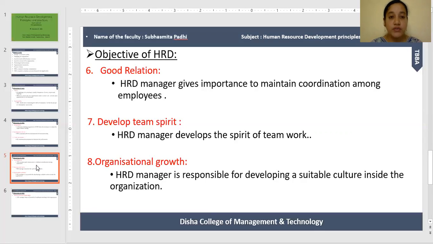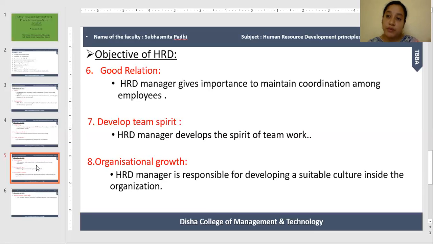Next objective of HRD is organizational growth. This is an important objective of HRD. HRD's main intention is to develop the skills, knowledge, and capabilities of the individual. Why does it develop the skills, knowledge, and capabilities of individuals? Because HRD wants to develop the organization. HRD wants the organization to be able to meet the competition in a most effective and efficient manner, and to face the global changes.